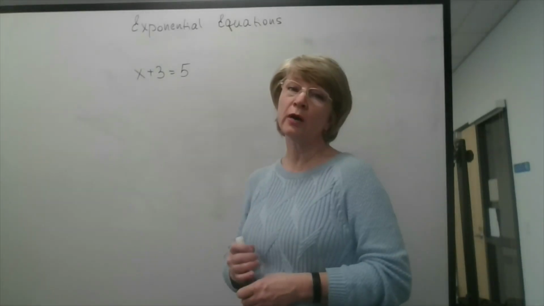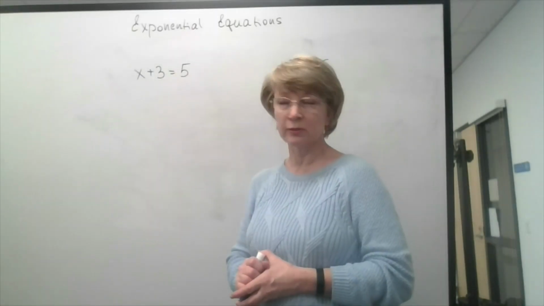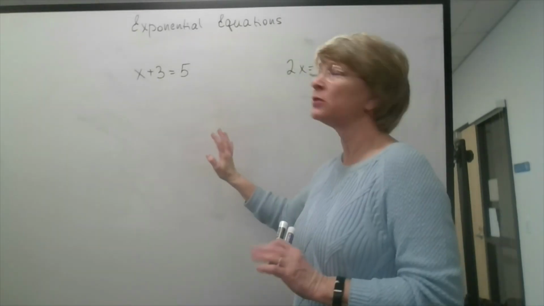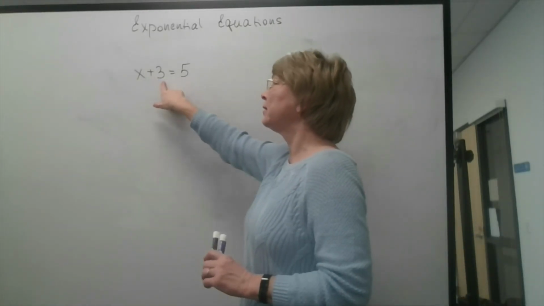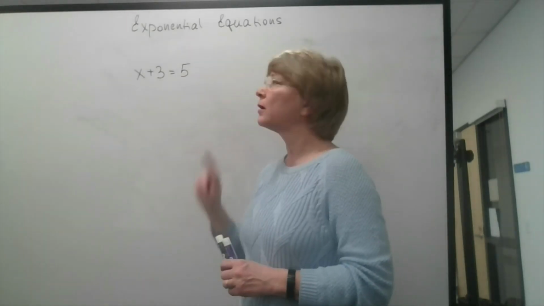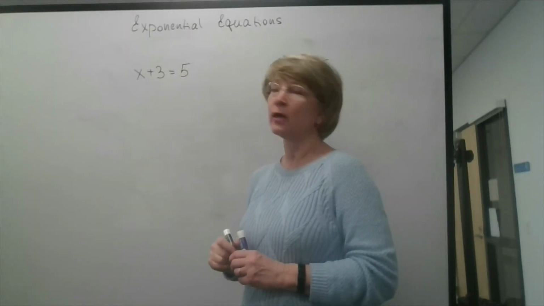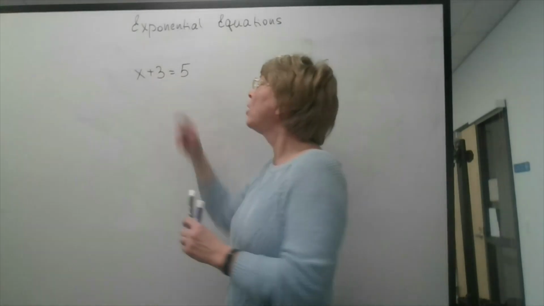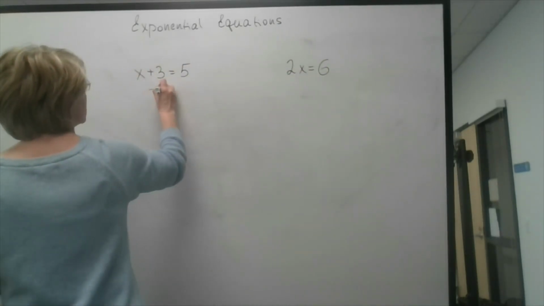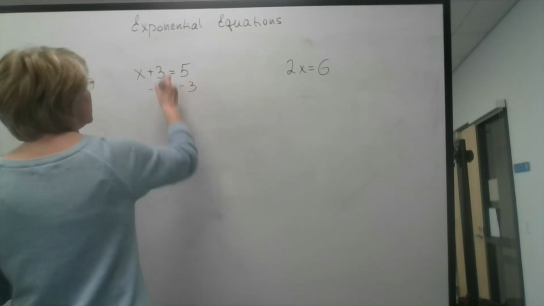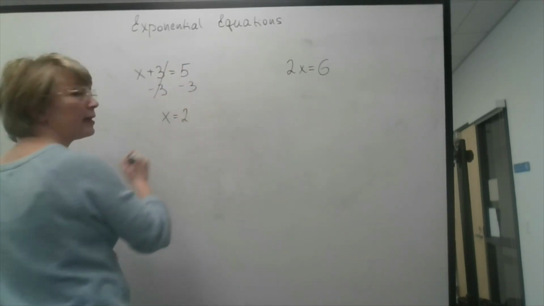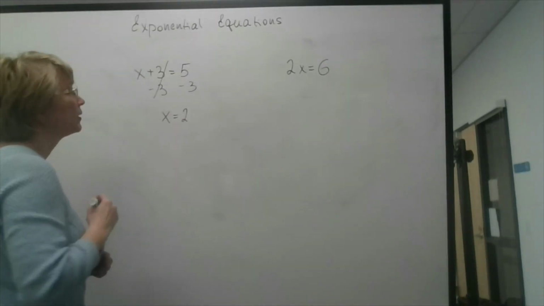Now we'll review how to solve linear equations. We have two absolutely simple linear equations. X plus 3 is equal to 5. How will we solve this equation? Because we have addition in front of 3, we have to subtract 3 from both sides. So 3 will cancel out, and our answer will be x equal to 2.